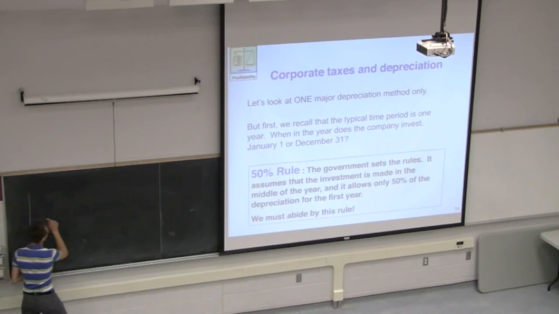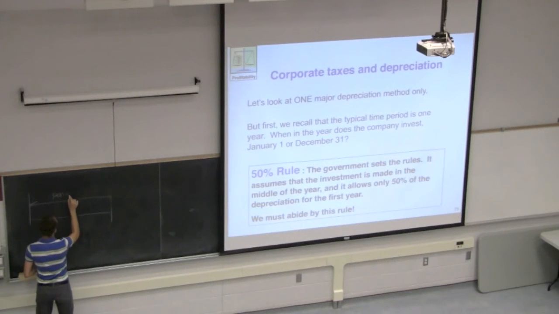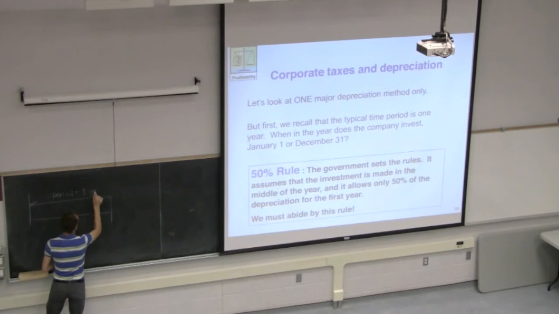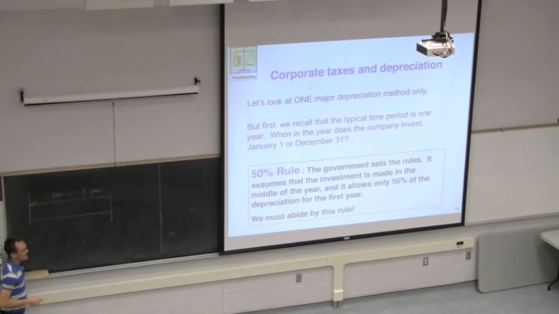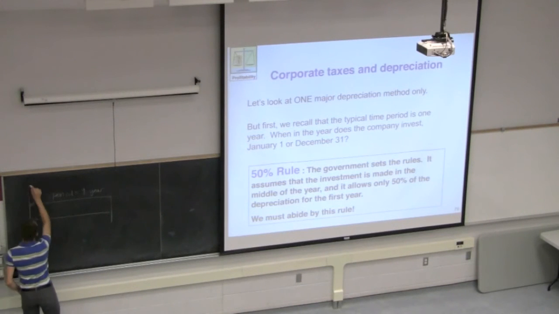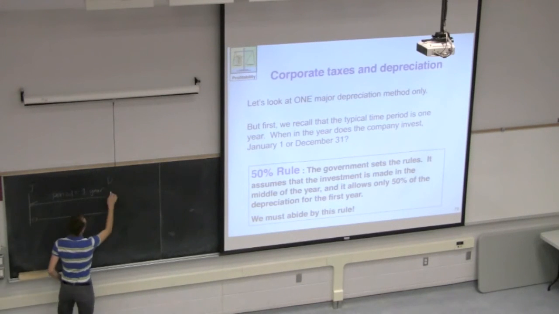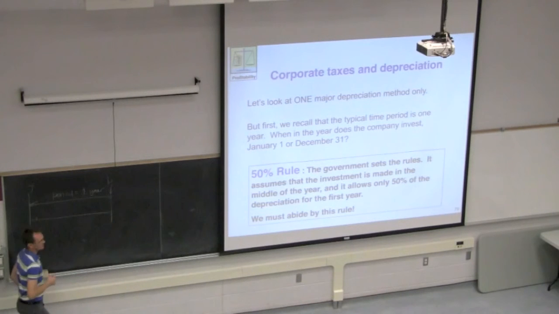So here's the idea, is that if your period is 1 year, all corporations have a period of 1 year for their taxation. If I buy that equipment, let's say that the tax year runs from January to December. So there's 31st of December right there on the last day of the period. If I buy that piece of equipment in January, or I buy it in June, or I buy it in December, when do I get to depreciate it in the first year?